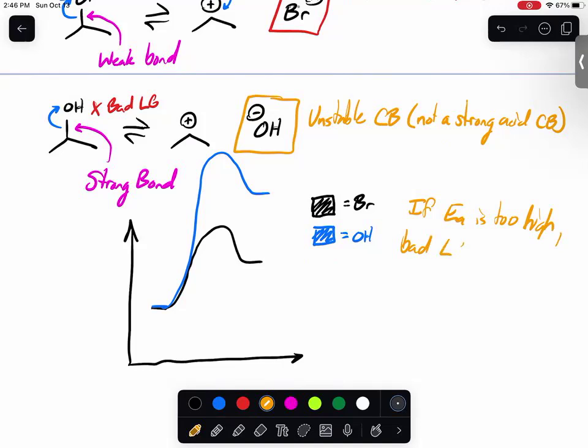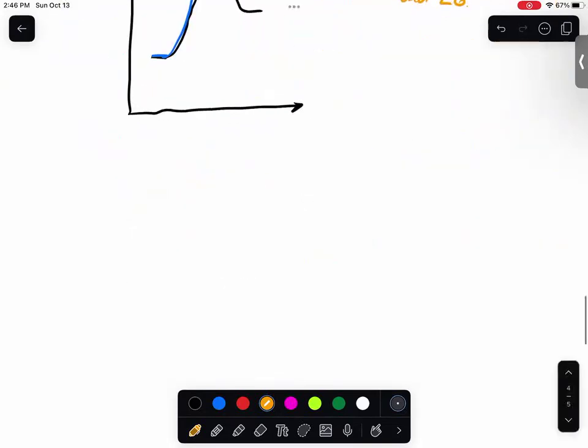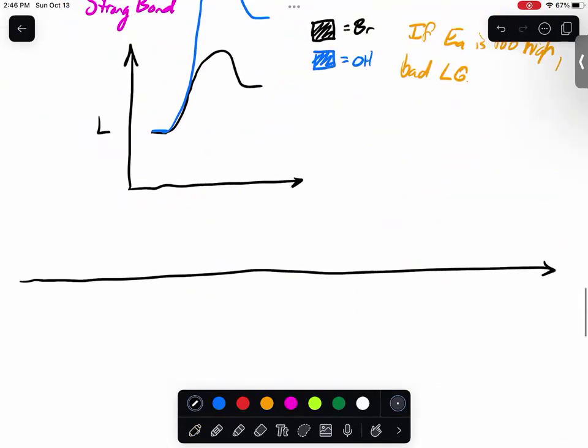Now we'll return to that idea later on and talk about what it means for activation energy to be too high. But for right now, just know that bad leaving groups will have too high of activation energy, because they're usually not conjugate bases of strong acids. So with that being said, we have another range where we can draw from left to right the idea of what is the best leaving group and then what is the worst leaving group.